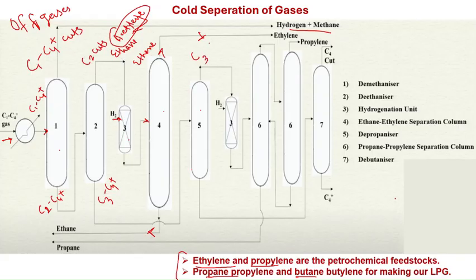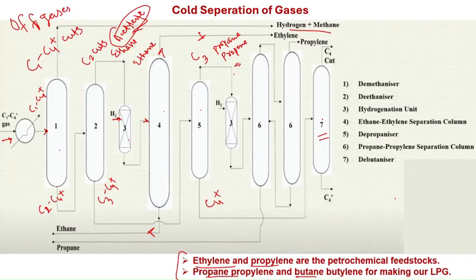So the propane portion is given from the upper, and the lower portion left is C4 plus cut, which is given from the bottom and goes into the seventh column, which is the debutanizer. Coming on to the upper portion, propane may be there, propene may be there, and methyl acetylene may be there. That is the triple bond.